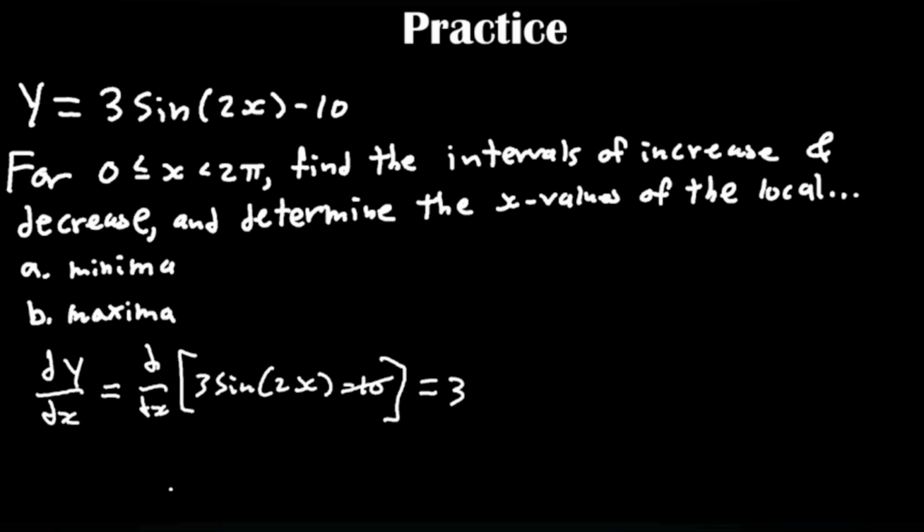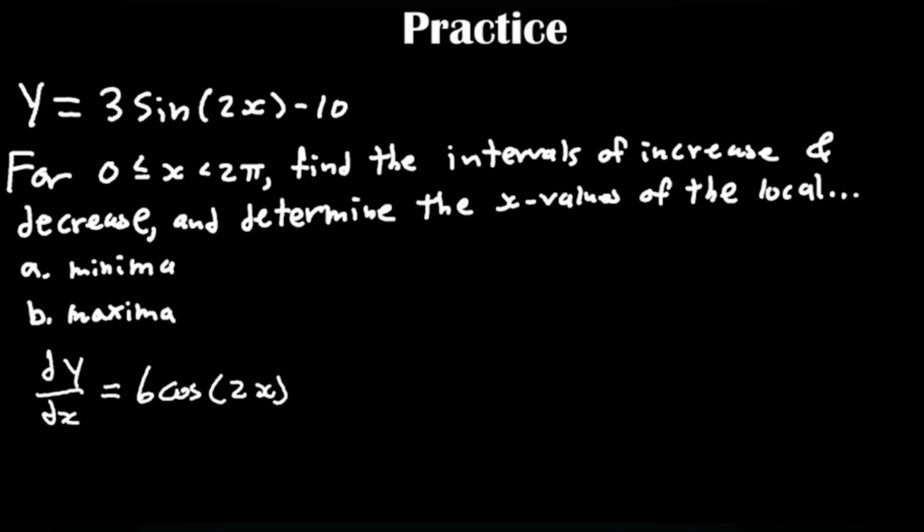The chain rule says that we need to do the derivative of the outside evaluated at the inside, all times the derivative of the inside. So we'll have 3 times the derivative of sine, it's just cosine, of the inside, so 2x. And then the derivative of 2x is just 2. So we get 6 cosine of 2x. So the derivative of the function dy dx is just 6 cosine of 2x.